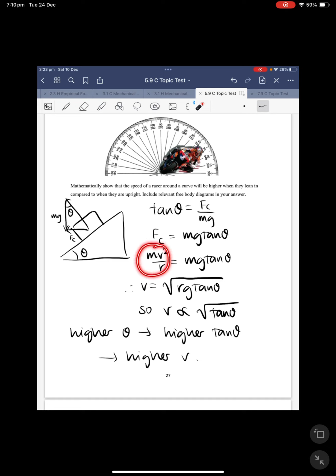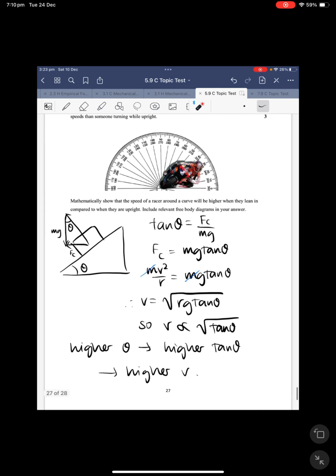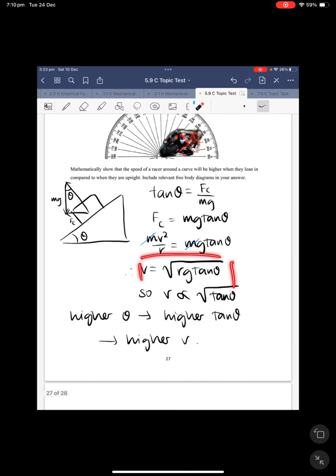We know that the formula for centripetal force is mv squared on r. From there we can cancel the two m's, move the r to the other side, and then take the square root on both sides. So we get that v equals root rg tan theta, or alternatively v squared equals rg tan theta.